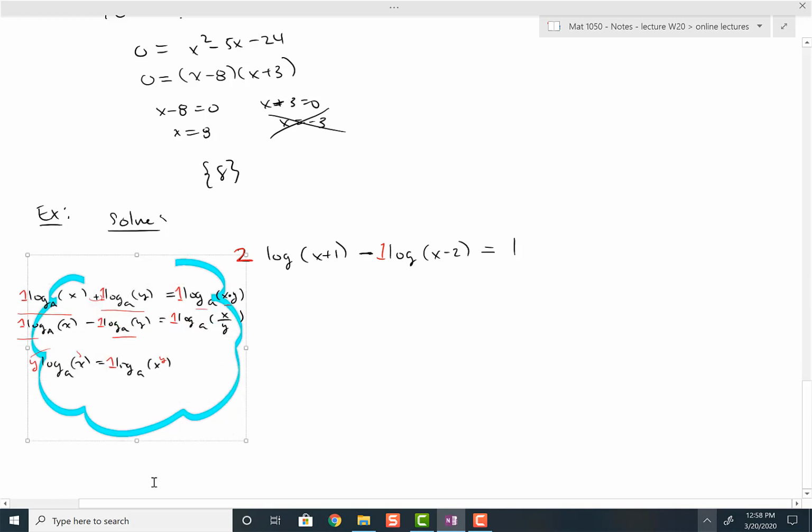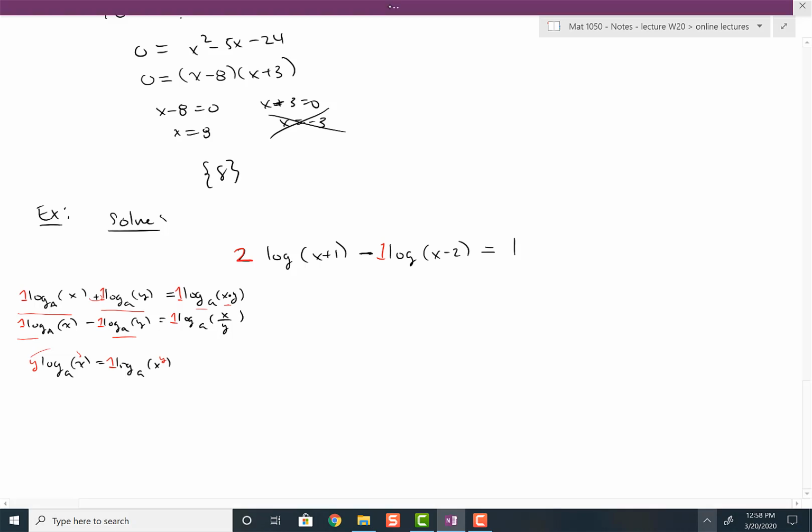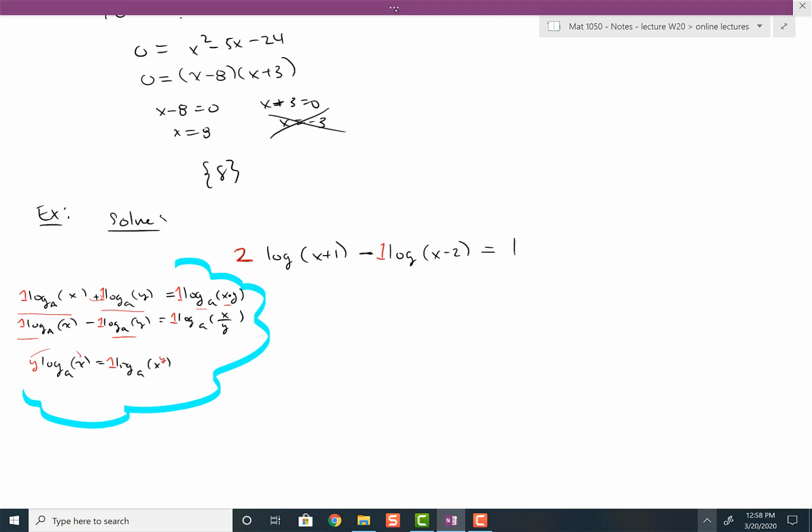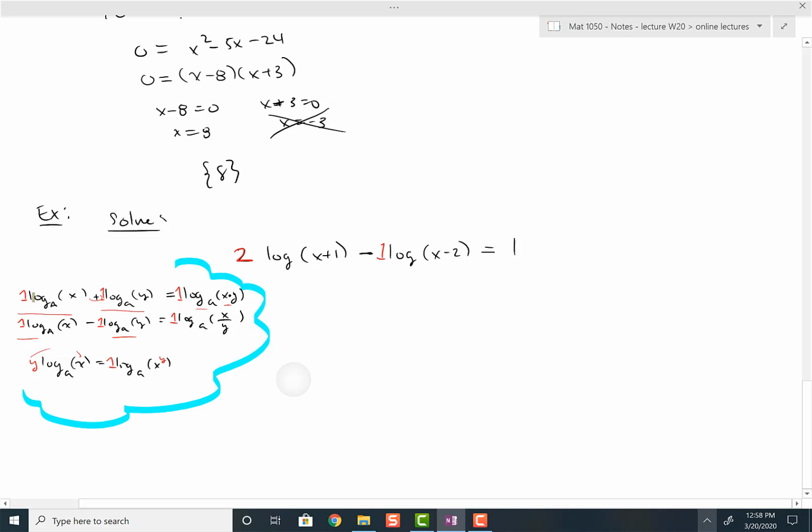Done. Okay, so what is the whole point of this? It's to let you know that in order to use the first 2 properties, to consolidate them into 1 log, which is what we need effectively, the coefficients have to be 1s. And if they're not 1s, we can't use them. So if the coefficient's not 1, we need to make it the exponent so it becomes 1.